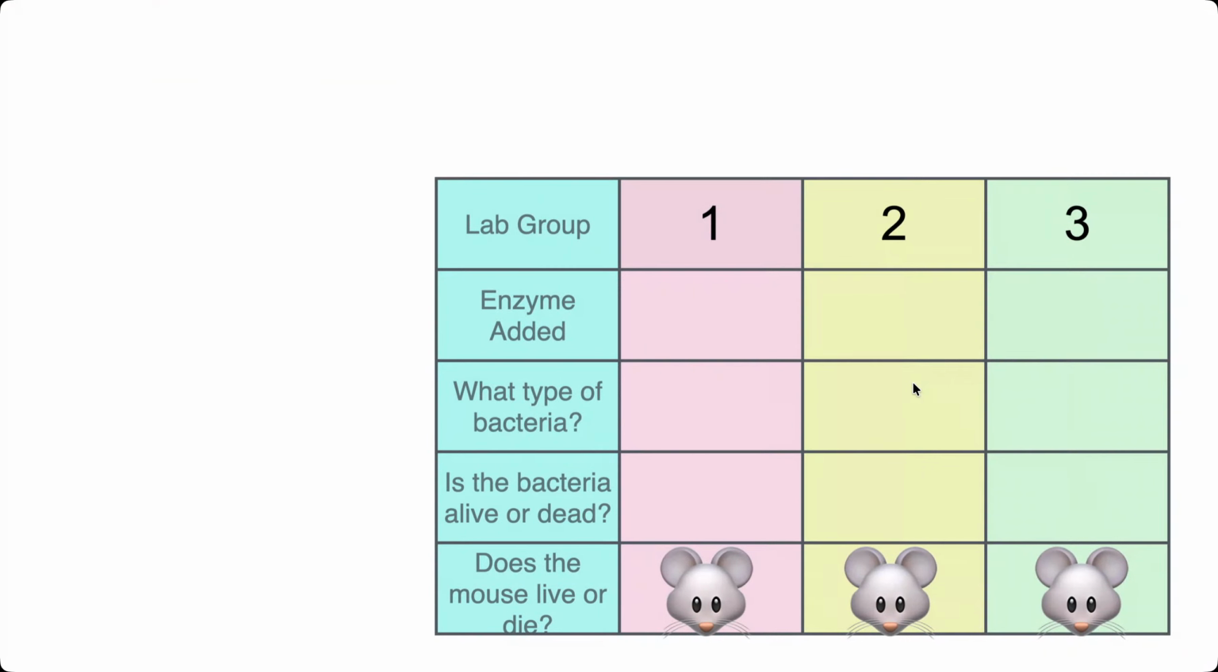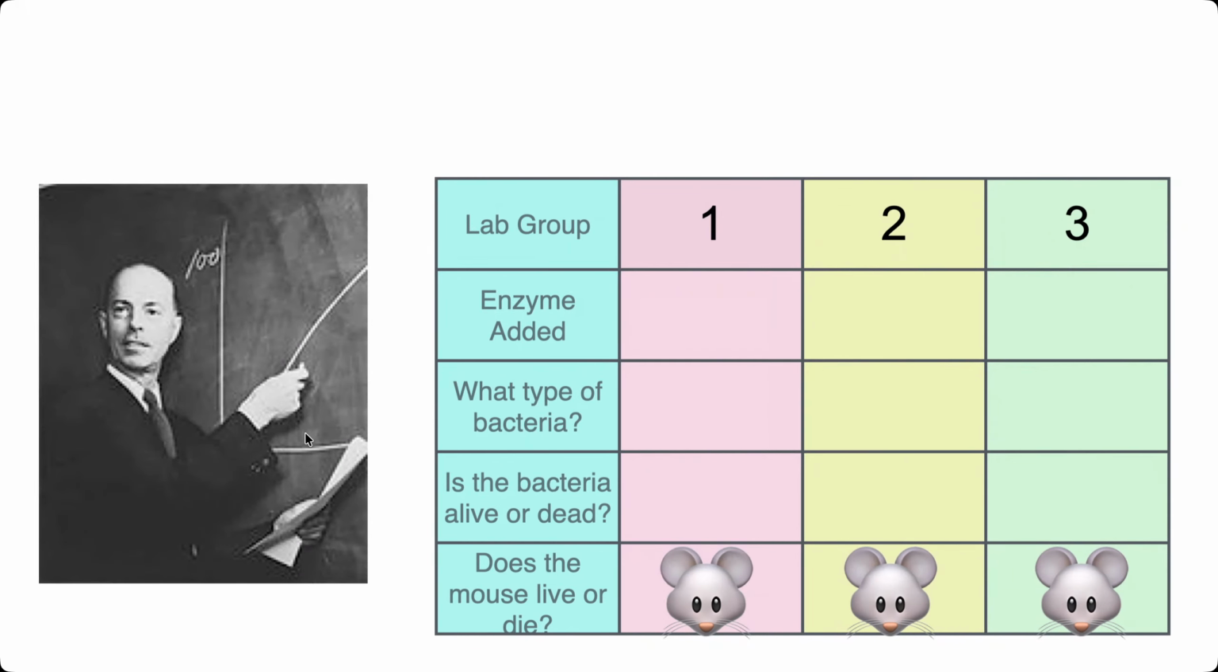All right, now we're going to fast forward over a decade later. We've got this guy named Oswald Avery, and he's doing something very similar, but he wants to modify it. He wants to change the experiment a little bit because what he's interested in is what is that genetic information, right? It could be anything.